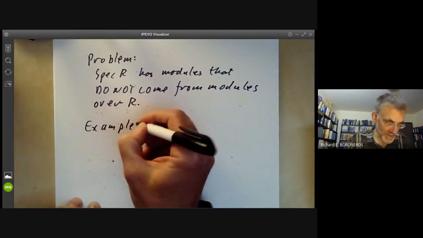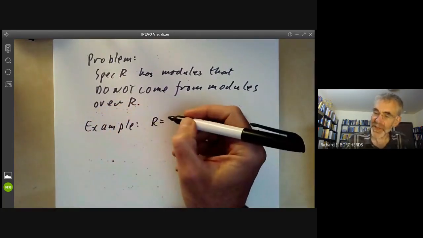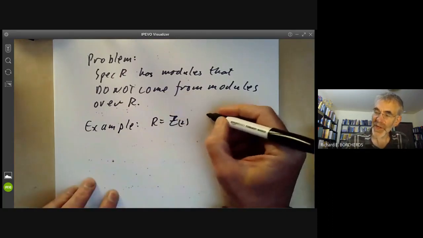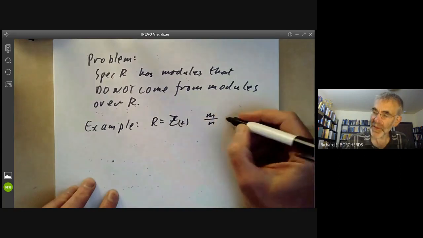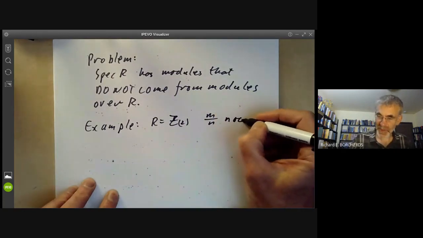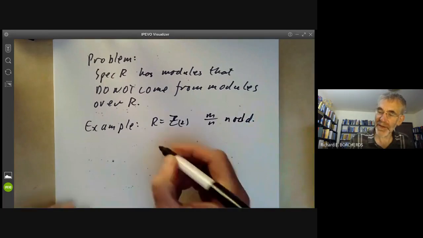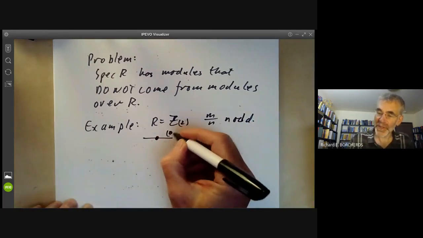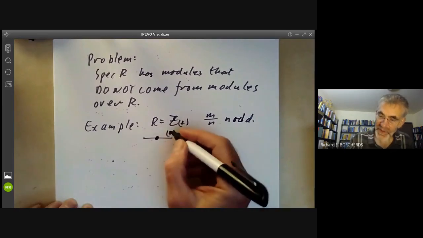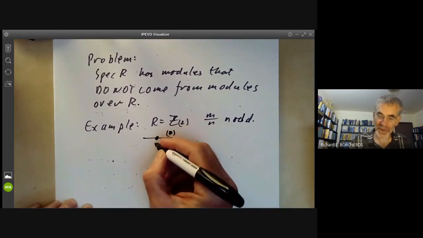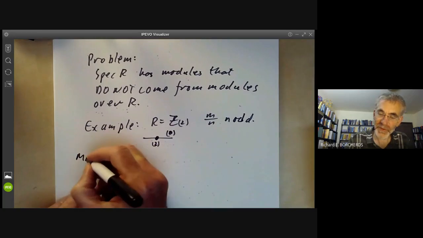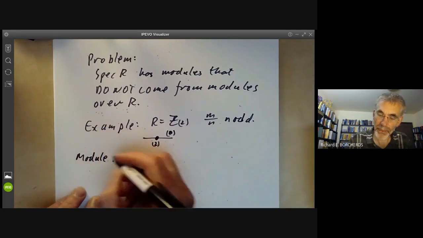Let's take R to be Z localized at 2, which is the rational numbers m over n with n odd. So this is a discrete valuation ring and its spectrum looks like this. It's got a generic point corresponding to the ideal 0 and a closed point corresponding to the ideal 2. And let's think about what a sheaf of modules over the spectrum of R is.